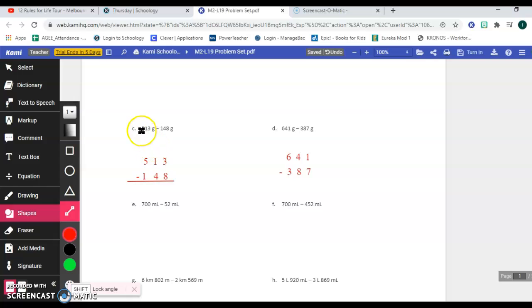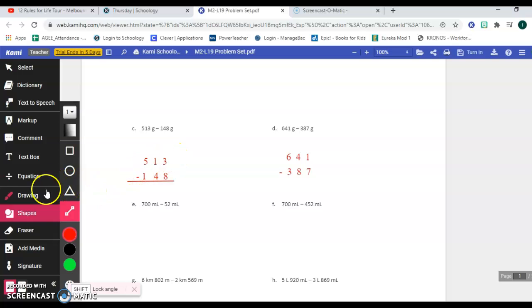So I've got this problem here, 513 grams minus 148 grams, and you can remember from the day before and many other times when we've talked about this, the order does matter in subtraction. The first number is the number you're going to put on top. The second number is the number you're going to put on bottom, and the most critical thing is that you are lining up the place values as you rewrite these problems.